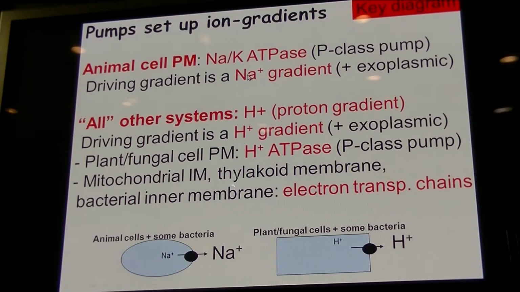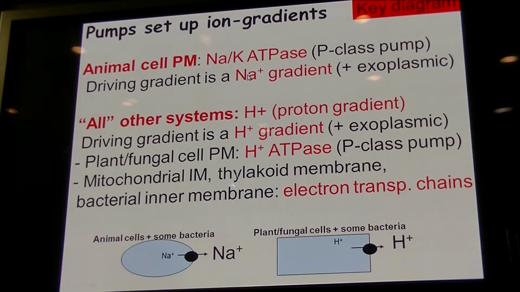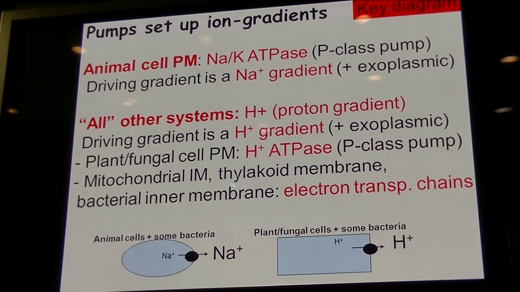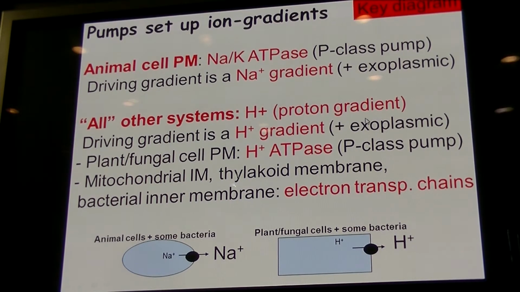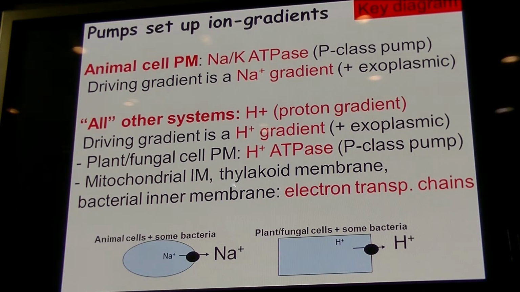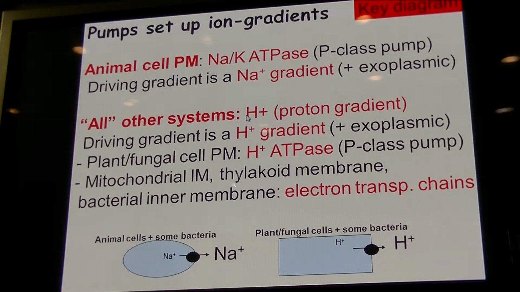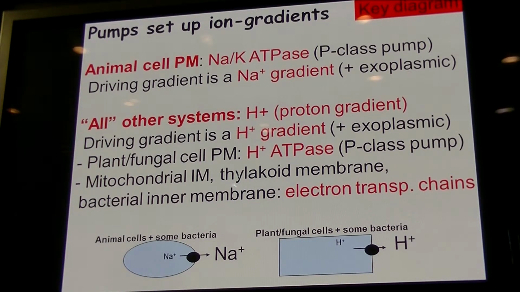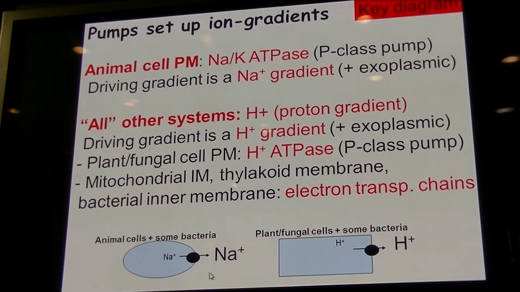So what if you don't have a sodium-potassium pump? Plants don't have that. Most fungi don't have that. If you don't have that, then what do you use to drive transport of other molecules? In that case, you use our friend the proton, the hydrogen ion. So virtually all other systems, and this is true for eukaryotes, use proton gradients. So think about plants and fungi, and most bacteria that we study, but not all, they have a proton pumping system at their plasma membrane.